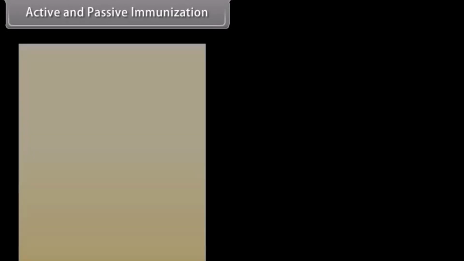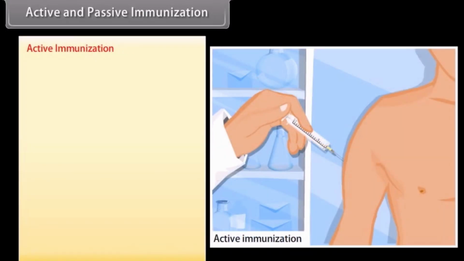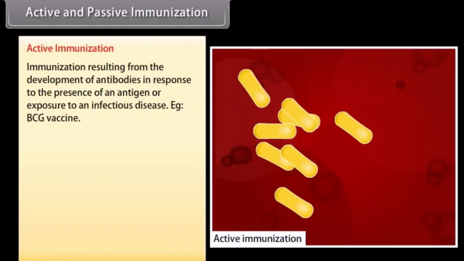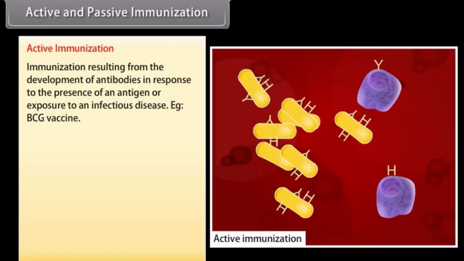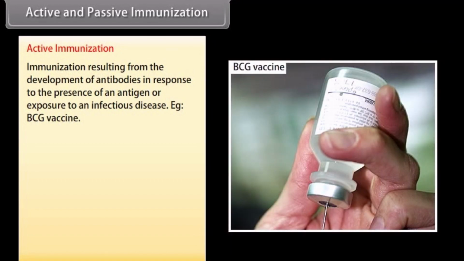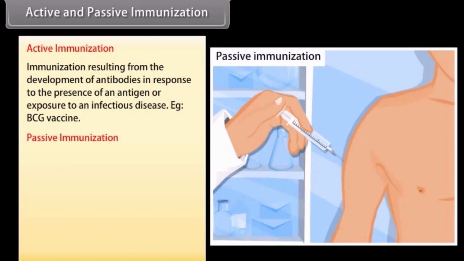Active and passive immunization. Active immunization is immunization resulting from the development of antibodies in response to the presence of an antigen or exposure to an infectious disease. Example, BCG vaccine.